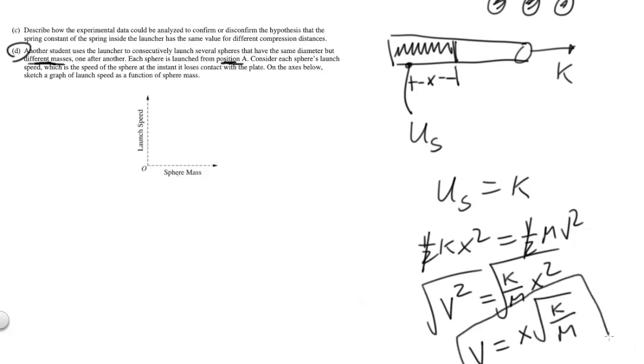The thing to recognize here is that mass is in the denominator. Yes, it's inside a square root, but bottom line is, whenever a variable is in the denominator, as this mass gets bigger, that's going to make velocity smaller, right? So as mass gets bigger, the launch speed, which is the velocity, is going to get smaller. So we're looking at something like this.